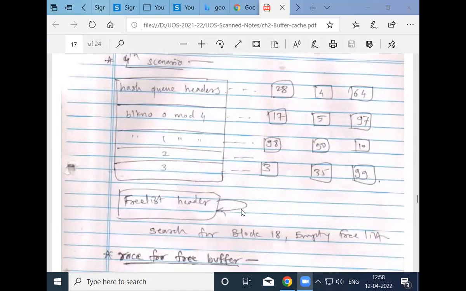Okay, so whatever arrow we have shown over here, no buffer is there as a part of the free list. So that's why the free list header is pointing to itself. It indicates that the free list is empty. Right? So this is the diagram with respect to the fourth scenario. So this is the first diagram with respect to the fourth scenario.